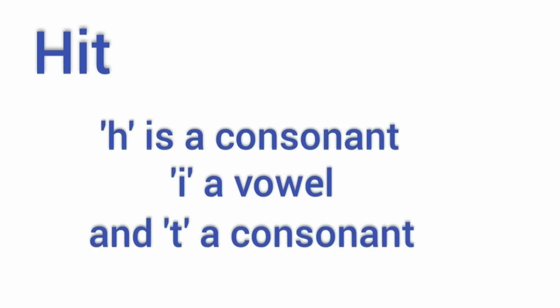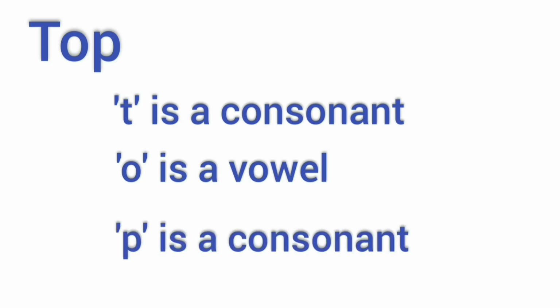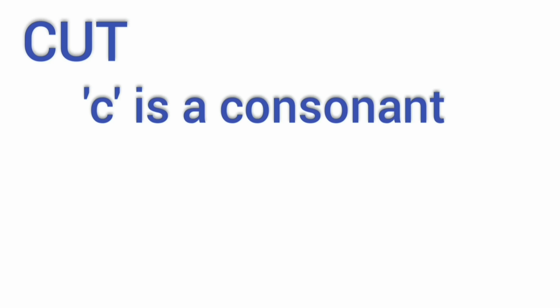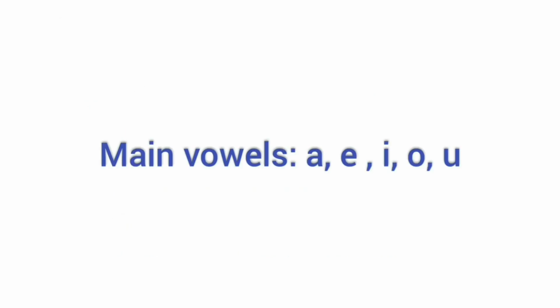Hit. H is a consonant. I is a vowel. And T a consonant. Top. T is a consonant. O is a vowel. And P is a consonant. The last word is cut. C is a consonant. U is a vowel. And T a consonant. So we have the main vowels: A, E, I, O, U.